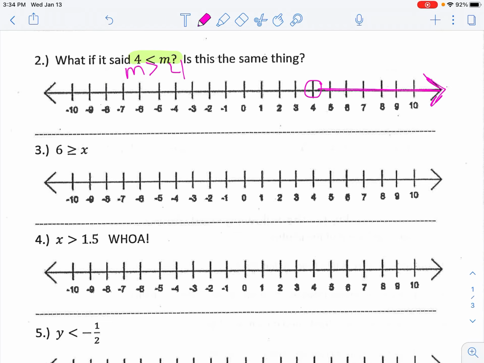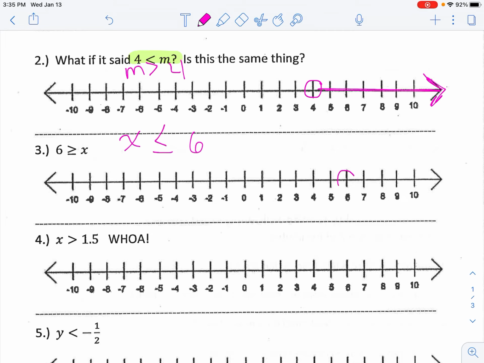6 is greater than or equal to x. Remember what I just said about your variable? When you're graphing an inequality, before you graph, you always have to make sure your variable is on the left. So I'm going to flip my x to the left and my 6 to the right. If I flip my variable to the left, I have to flip my sign. So this is greater than or equal to. I'm going to flip it to less than or equal to.